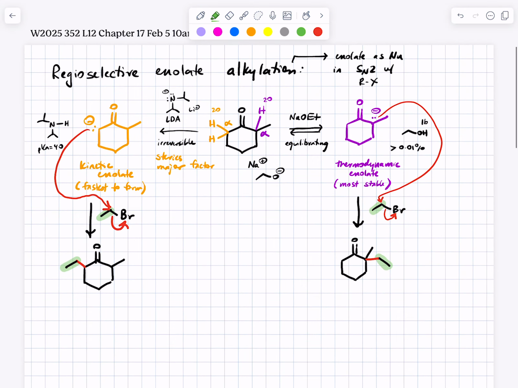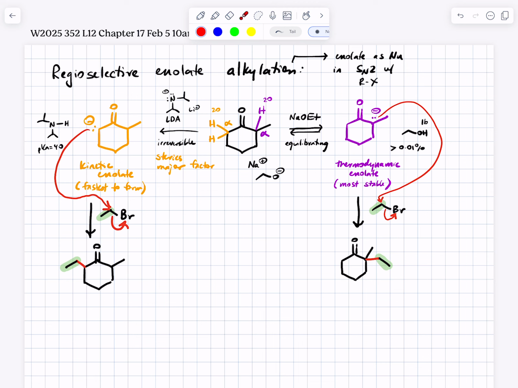Those two products are regio or constitutional isomers of each other, regioisomers. So we say that these reactions are regioselective because they give you preferentially the product here from the more substituted enolate or the product here from the less substituted enolate. Okay, questions?